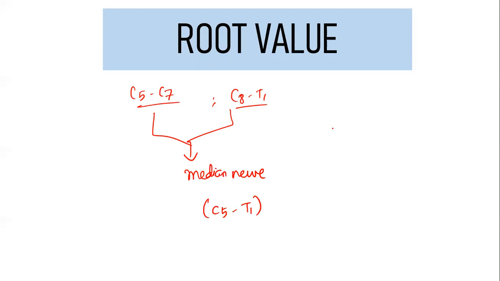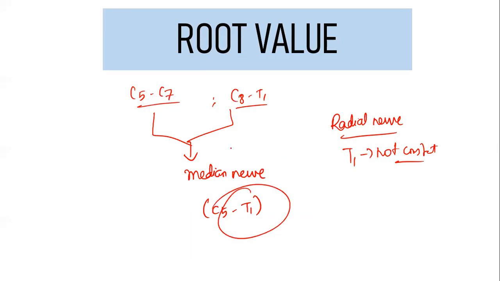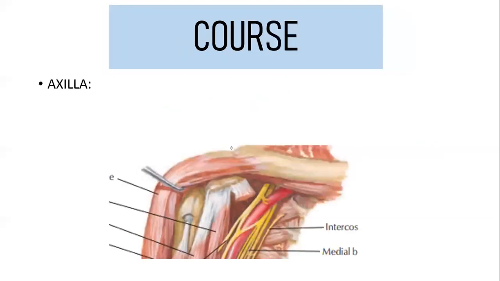But what is the difference between the radial nerve root value and the median nerve root value? In the radial nerve, T1 was not constant, right? So I specifically mentioned this point, whereas in the median nerve, T1 is constant because it has a root from the medial root. So this is about the root value of the median nerve. Very clear. Now, talking about its course.